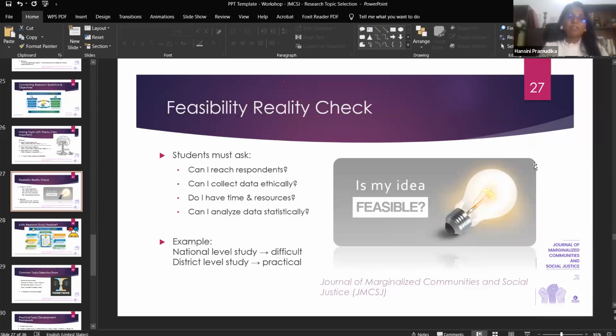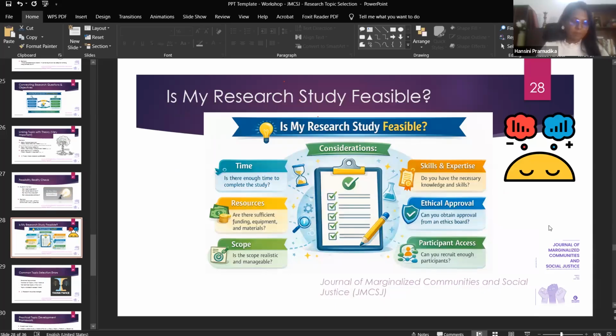And then, can I analyze data statistically? So some statistical softwares are very expensive, right? So you have to think about such things as well, how to analyze the data. Likewise, okay. And then, is my research study feasible, right? So you have to think about these things. What are the considerations? Time, resources, scope, right? And skills and expertise.